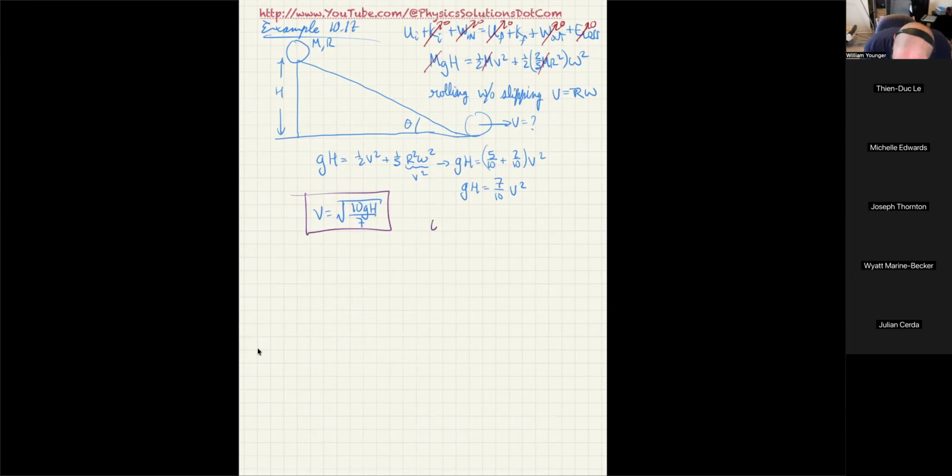We can figure out that the angular velocity, of course, omega, is v over r. So that's going to be the square root of 10 gh over 7 divided by r. So you could basically just say that omega is equal to 1 over r times the square root of 10 gh over 7 if you wanted, and that would be fine.